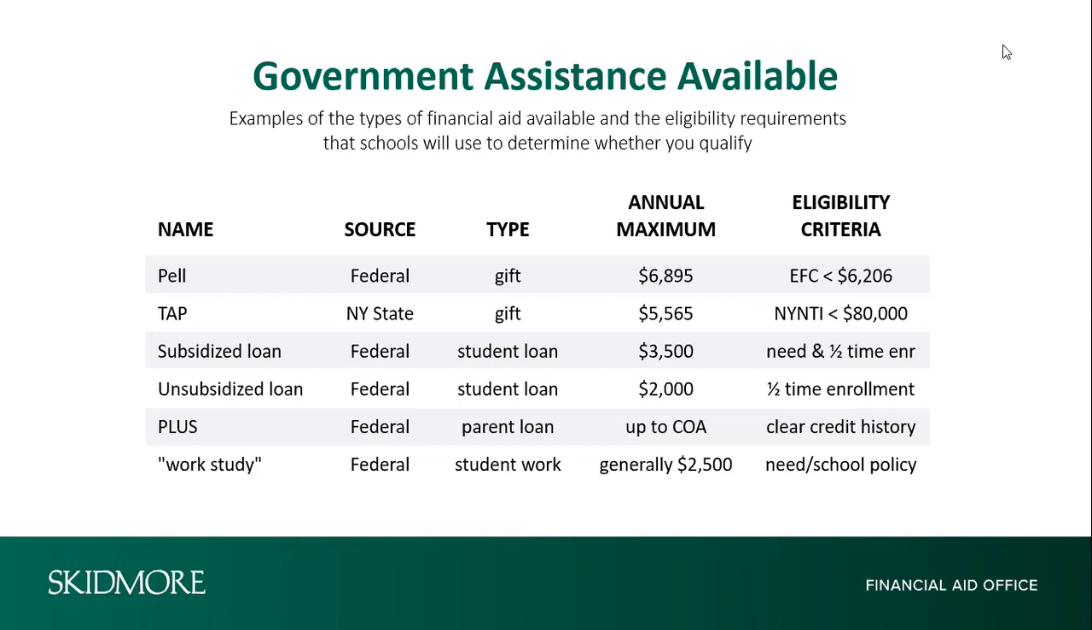If you're approved, then you can borrow up to COA, which stands for the cost of attendance at the college the student's attending. So costs vary from college to college, and that's why it's not a set amount. It's based on the college's cost. The interest rate on the parent loan is also fixed, but it's higher. It's around 8% right now.